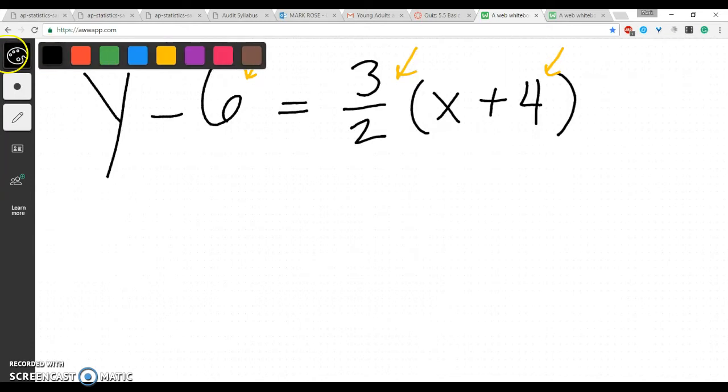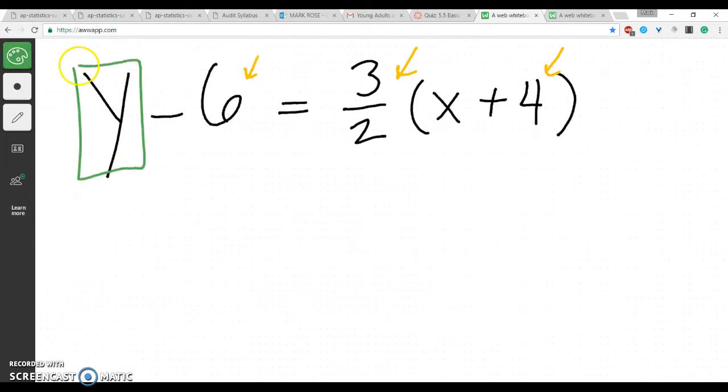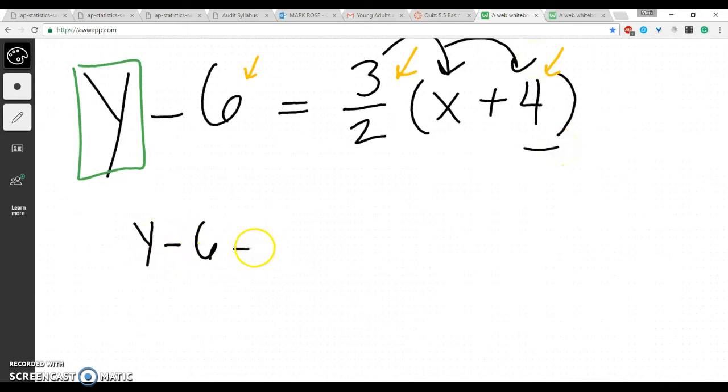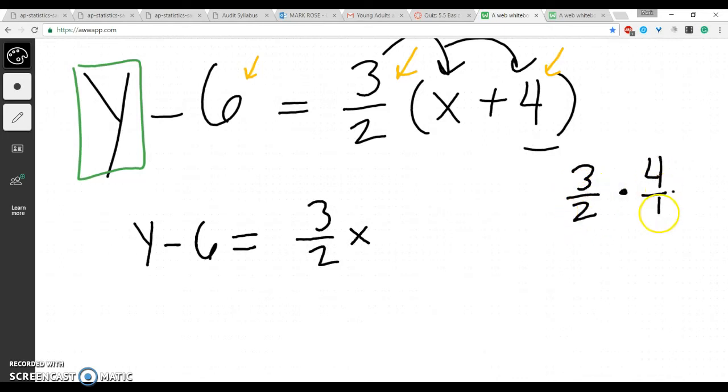So again, we want to get y all by itself. So first thing for me to get y by itself is kind of to distribute this over that. So I'll have y minus 6 is equal to, well, when you distribute the 3 over 2 to the x, it kind of just stays the same. And then when you do 3 over 2 times 4, I'm just going to do that to the side. That'd be the same as 4 over 1, which would give you 12 over 2, which we know would be 6.